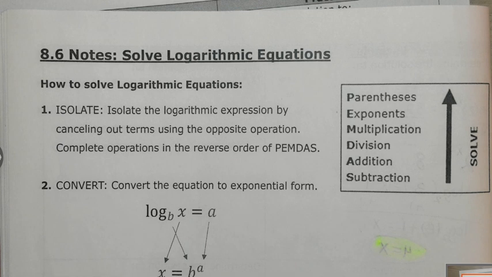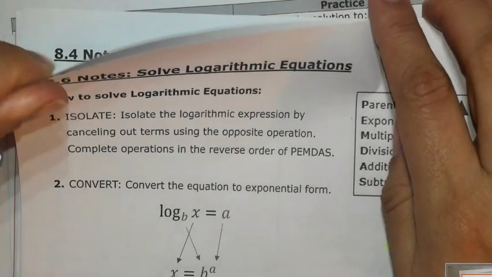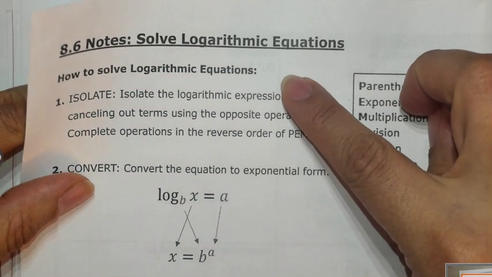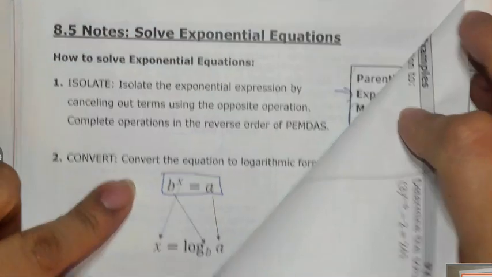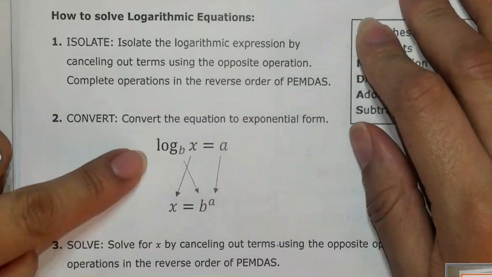Alright, students, in this video I'm going to go over a short summary of 8.6 notes. So this is similar to 8.5. The only difference is that this is exponential and these are logarithm equations. So on 8.5 we went from exponential to logarithms. Now we're going to go backwards.